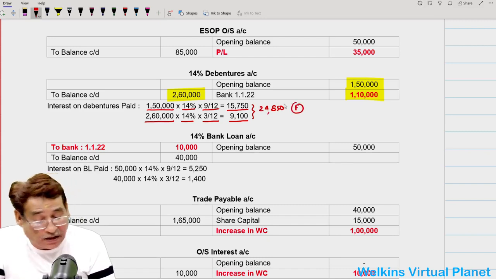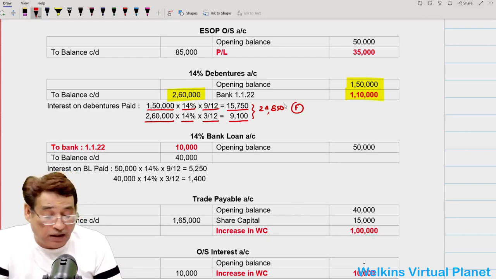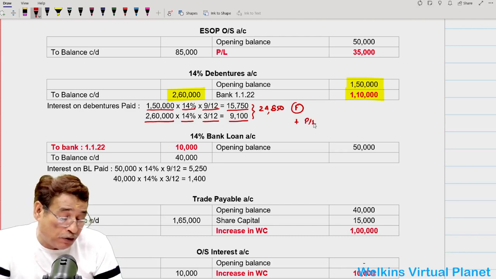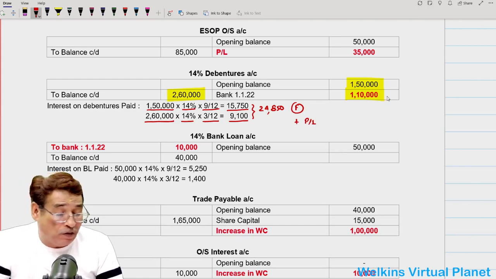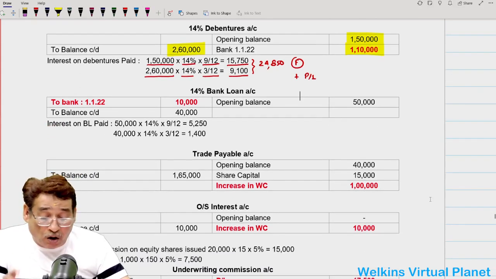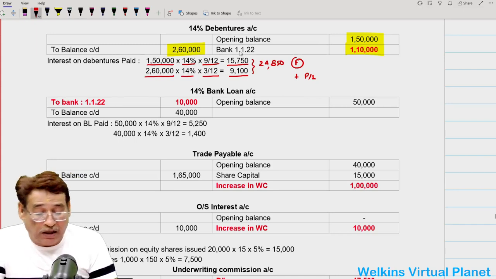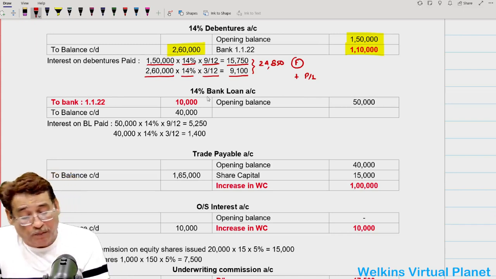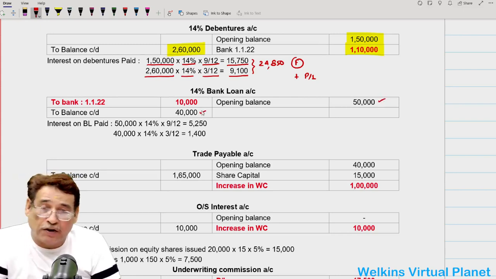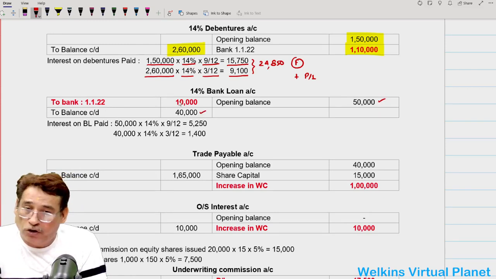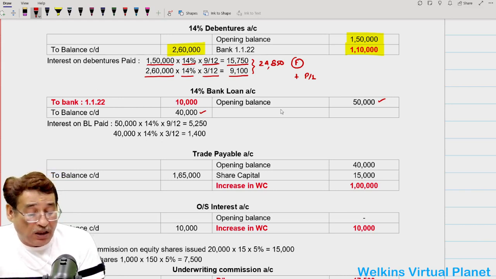Interest paid will be treated as financing activity. Once you will write it towards the financing activity, also, it will be added back to profit and loss account to compute your cash generated from operating activity. Correct? As far as interest is concerned, this will be taken as financing activity. Also given in the question that on the same date you repaid the bank loan. Now, 14% bank loan opening balance is 50,000 given in the question, closing balance is 40,000. Obviously, the difference 10,000. You must have repaid on 1-1-2022.